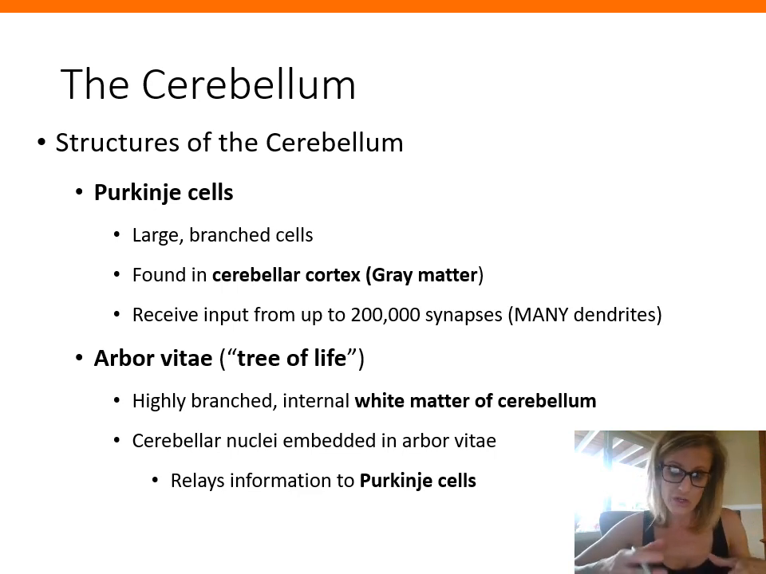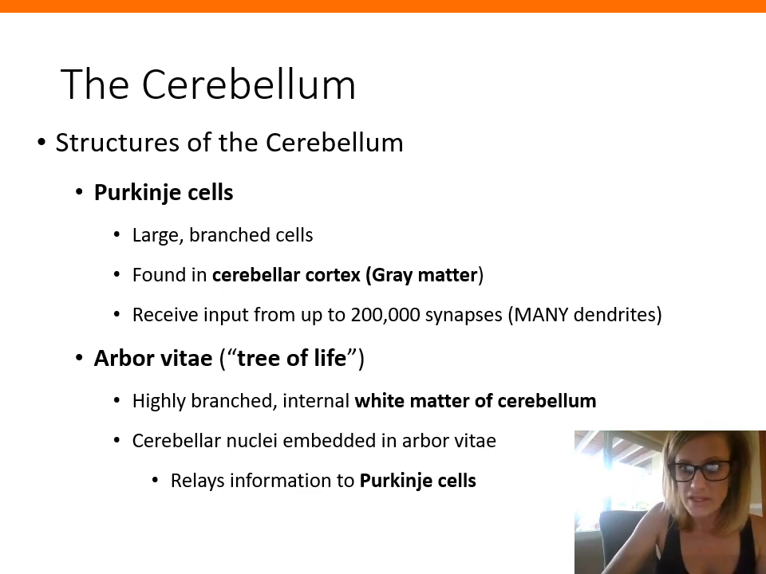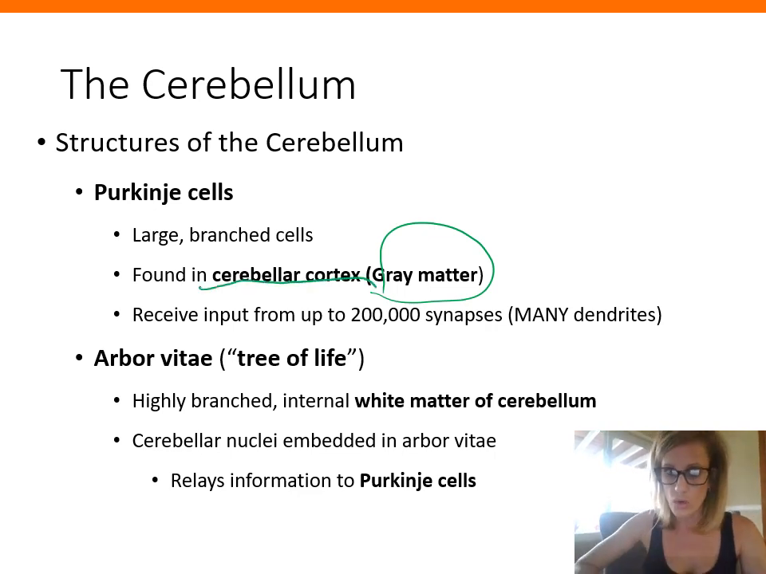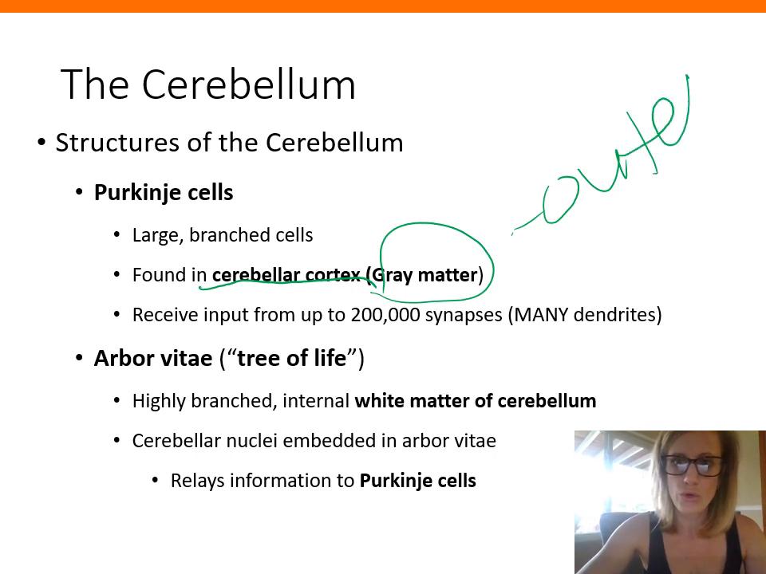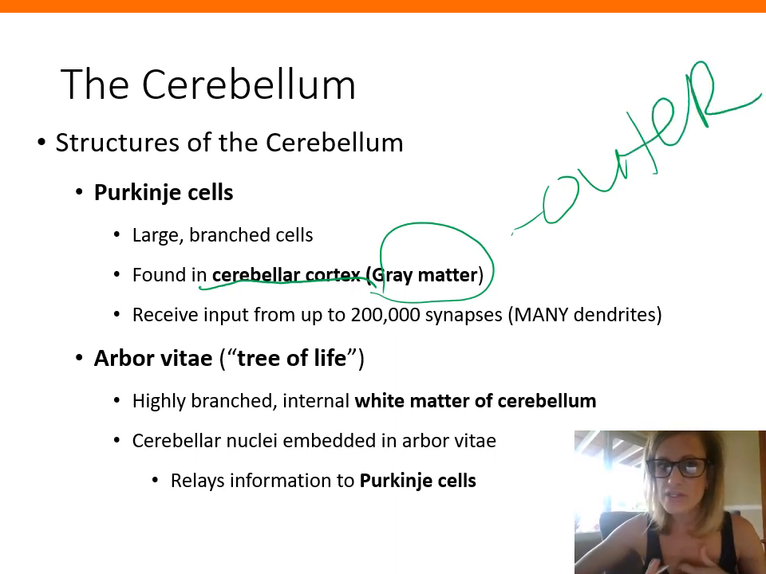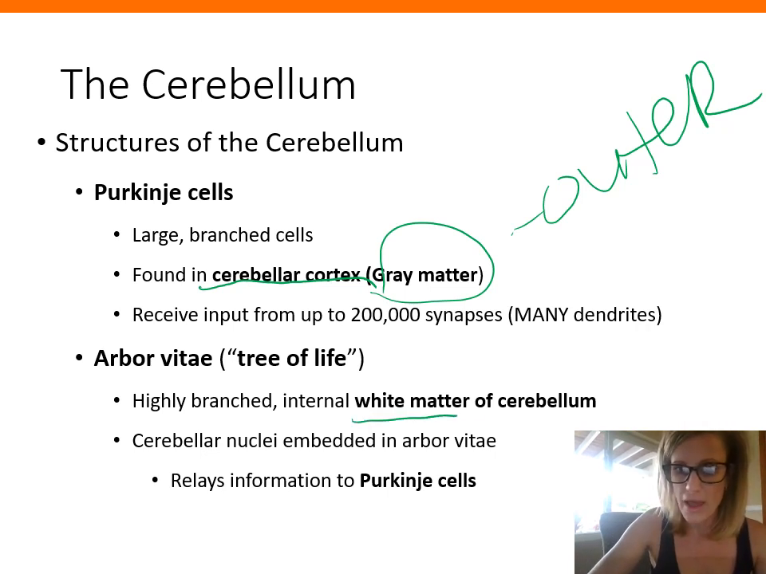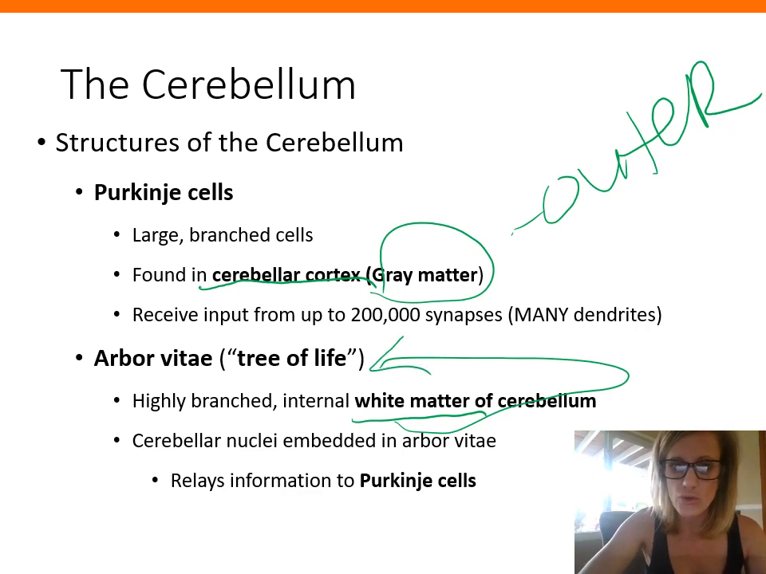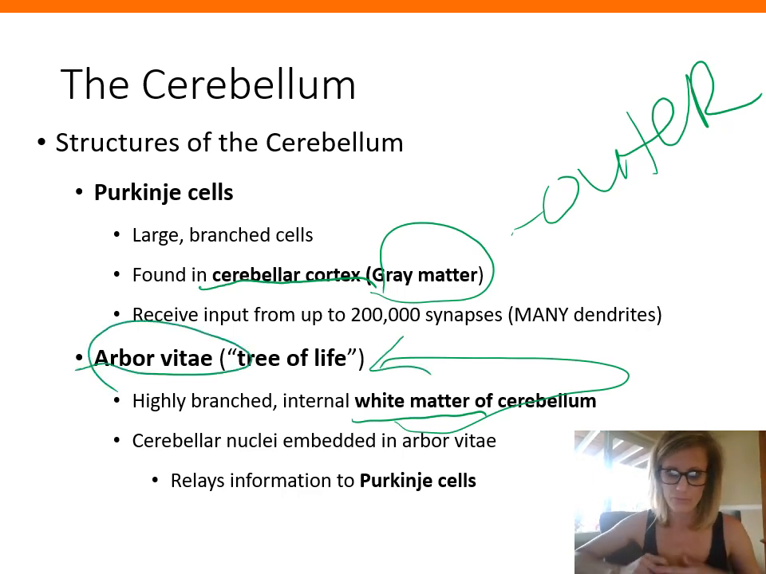The outer area of the cerebellum that's made of gray matter is referred to as the cerebellar cortex. So the cerebellar cortex is the outer, more superficial region of the cerebellum. And then deeper within the cerebellum is the white matter of the cerebellum. This white matter is referred to as the arbor vitae. We'll talk about the arbor vitae in just a second. We'll talk about the cortex first.